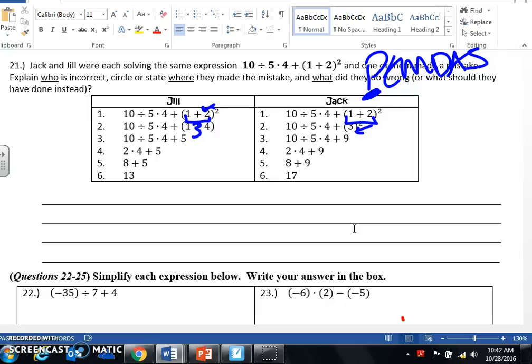Jack is correct. So I have to go back and read what it's actually asking me. It said, explain who is incorrect. Who is incorrect is Jill. And I'm not going to write it out just for time's sake, but it's because she did not follow order of operations and simplify within parentheses first. She did exponents, which is incorrect.